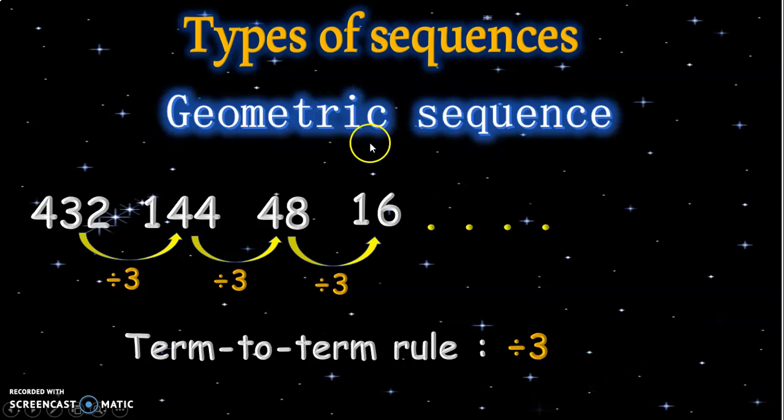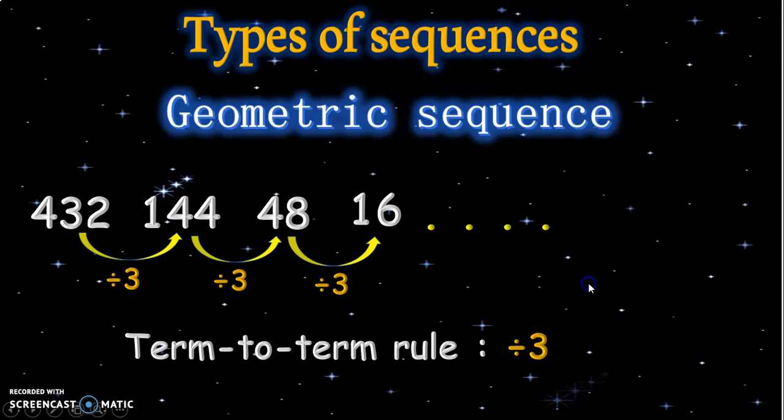That is how you will know if it is a geometric sequence. I repeat, you will see two operations. It is either multiplication or division. So we can say that is a geometric sequence.